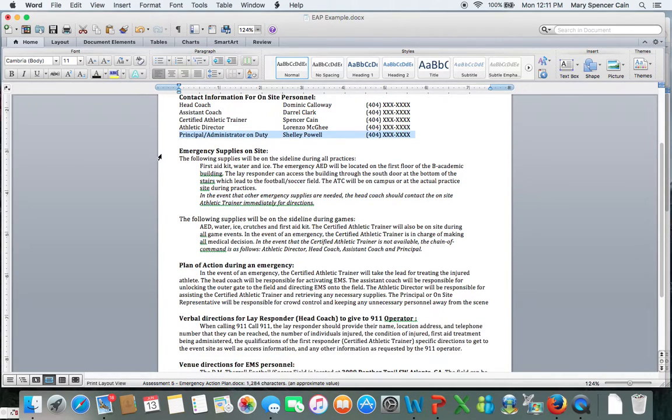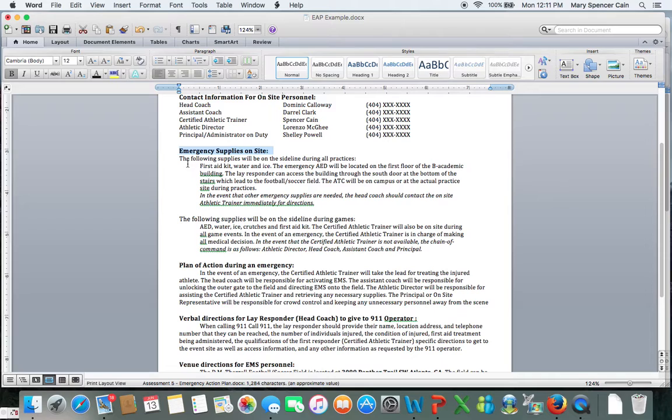So you also need to list the emergency supplies that are on site. For this plan, I give you what's out there during practices and then what's out there during games. One thing you'll notice is for practices, especially if a lot of teams are going at one time, the athletic trainer may not be on the sideline.